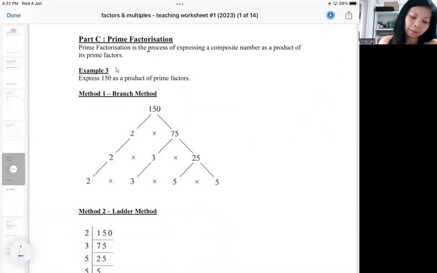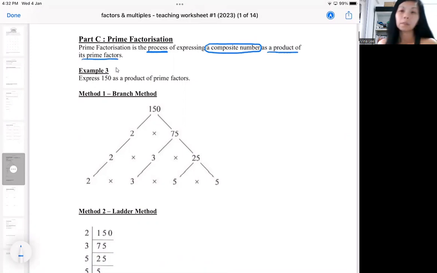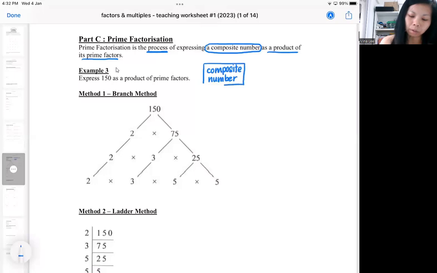It is a process. That means there are methods. In this section, there are two methods for prime factorization. So prime factorization is the process of expressing a composite number, so we're going to change a composite number into a product of prime factors. So essentially, what does that mean? If you've got a composite number, you are going to use the two methods that I'm going to teach you to make it into something like index notation.